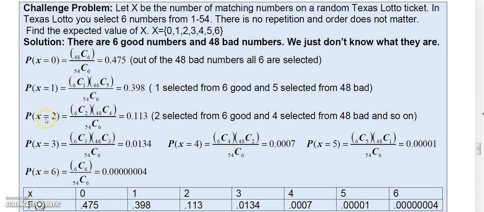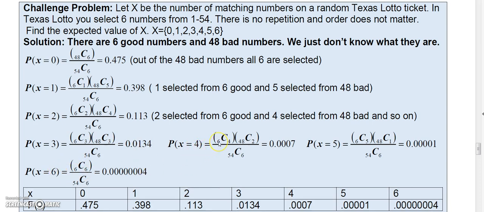The probability of getting 2 good numbers would be out of the 6 good numbers choose 2 and the 48 bad numbers choose 4, divided by 54 choose 6, that's 0.113. And notice the probability is getting smaller and smaller, huh? So the probability of getting 3 good numbers would be 6 choose 3 times 48 choose 3 over 54 choose 6, which is 0.0134. And you can go on and do the rest of this.